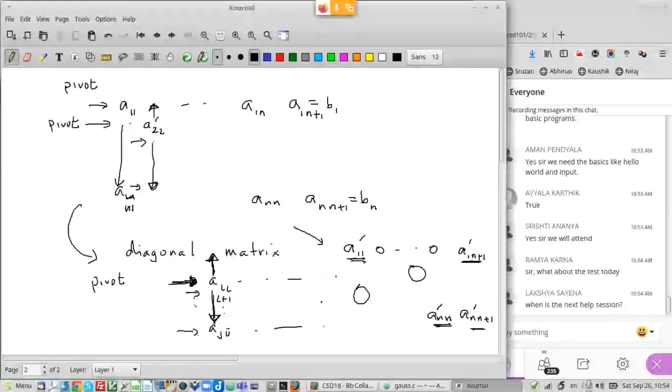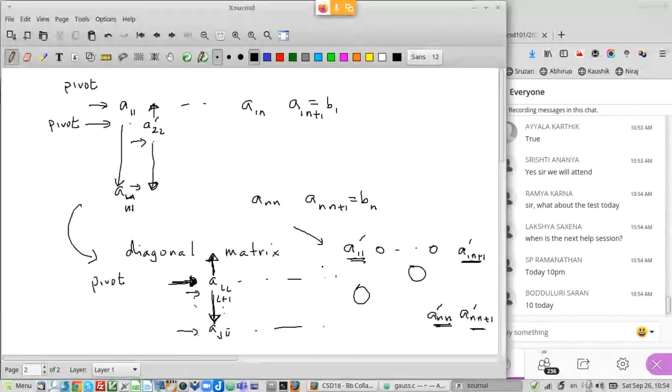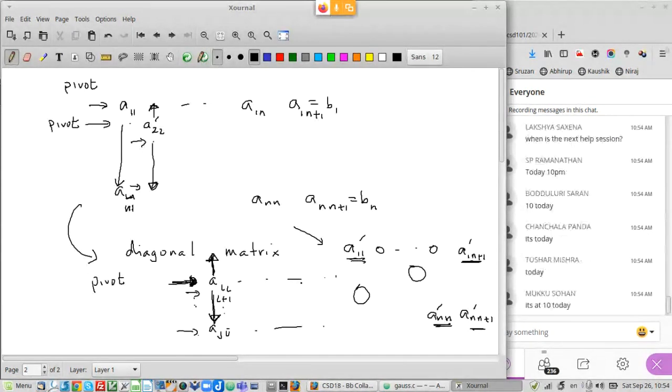It looks like none of you read the emails or the announcements. I'm repeating this again and again, and it looks like you don't read the emails. The help session is today, Saturday, at 10 p.m. on Blackboard Ultra. Okay, I hope this part is clear.